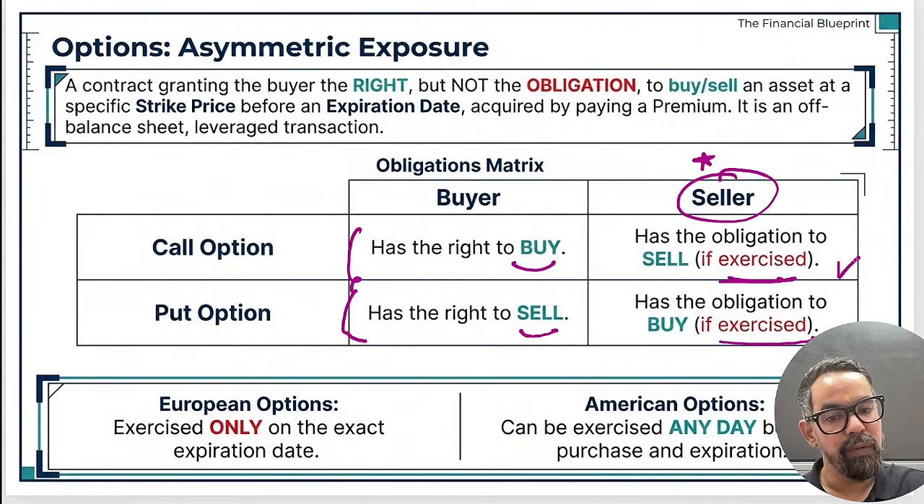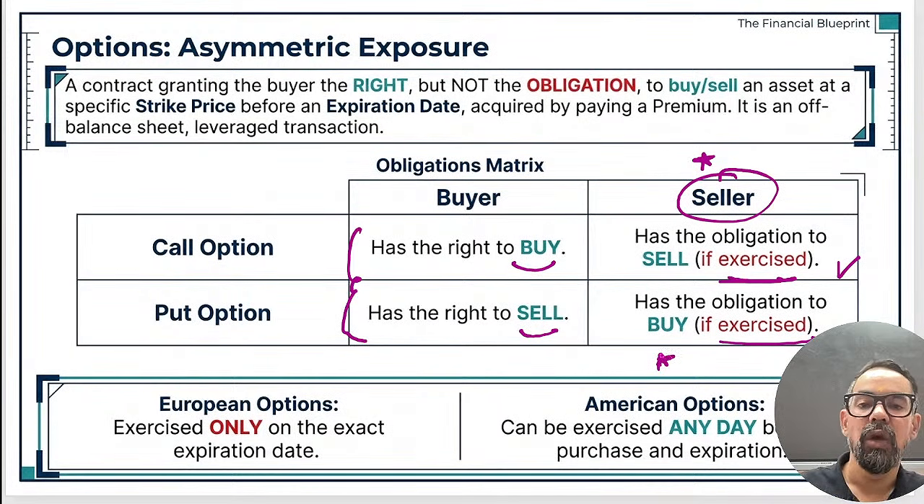We have two types of options: American options, which can be exercised on or before the expiration date, and European options, which get exercised only on the expiry date. In India we have European options only.